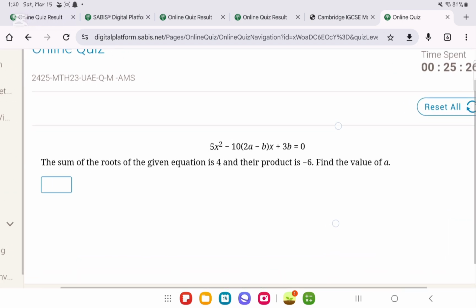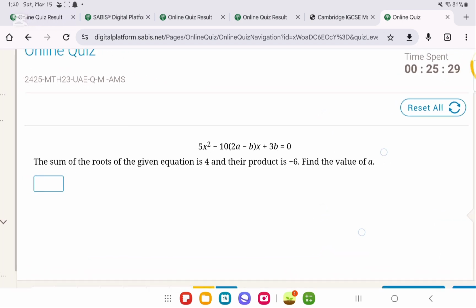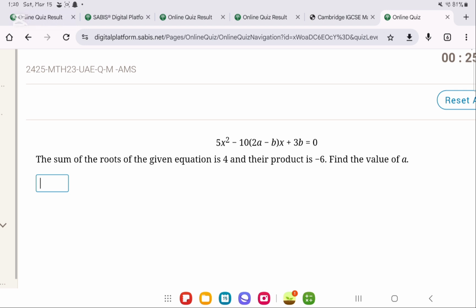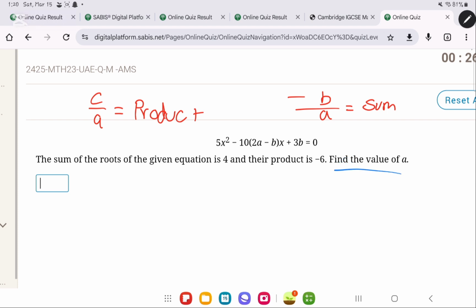The sum of roots of the given equation is 4 and their product is minus 6. Find the value of a. This is a very nice question. As you remember, okay, I believe you remember that c over a will give us the product, whereas minus b over a will give us the sum. So let us first of all look at what they want. They want us to find the value of a. To find the value of a, as you can see over here, it is located in this one over here.